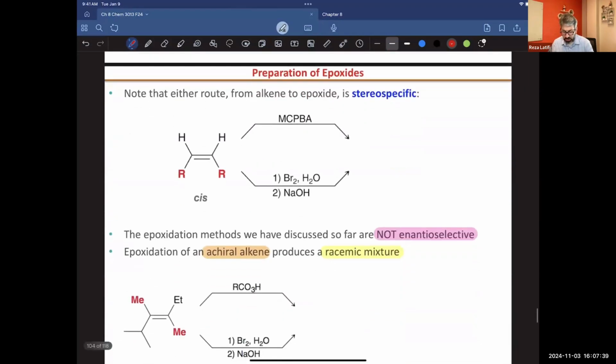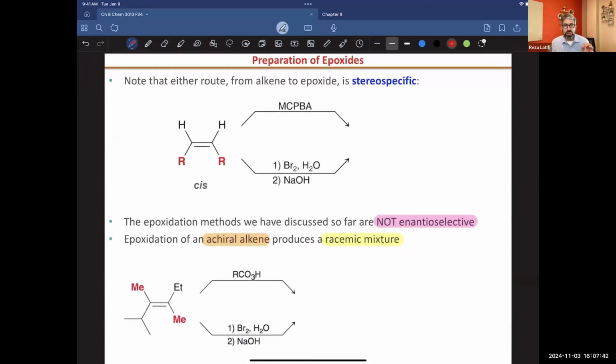I want to zoom in on two facts. One is the stereospecificity. If you start with cis, you will get an epoxide that has those two substituents on the same side, and we say we have stereospecificity. If you start with cis, you will get cis. If you start with trans, you will get the trans one.